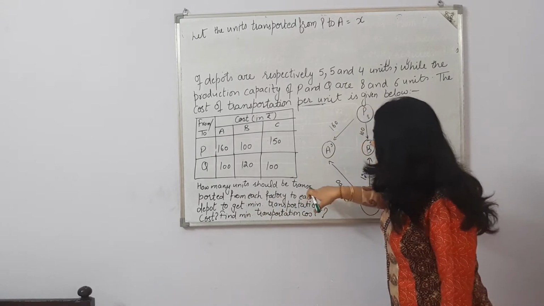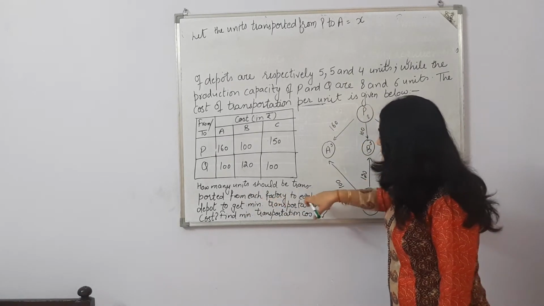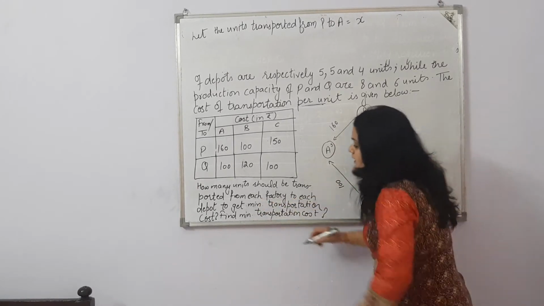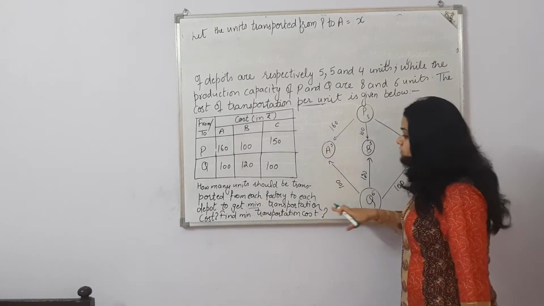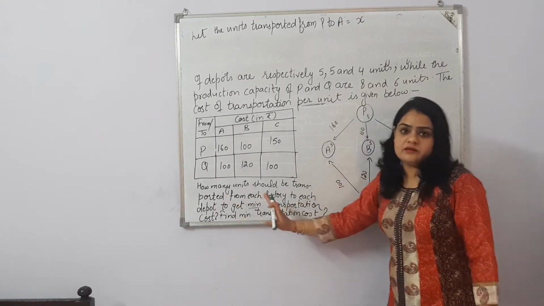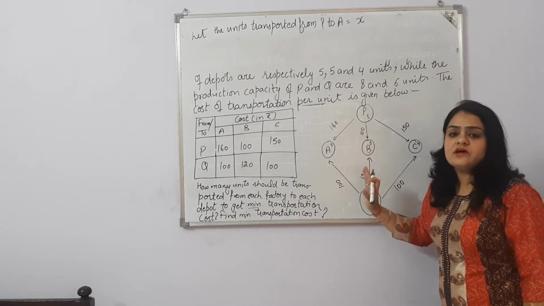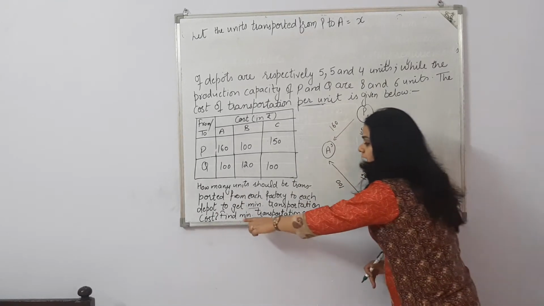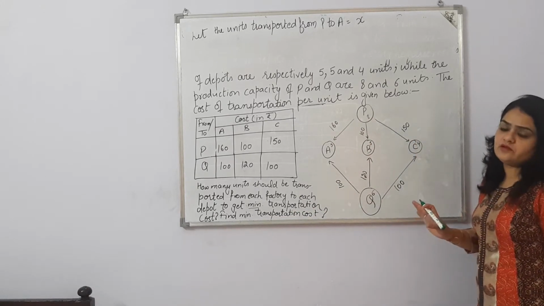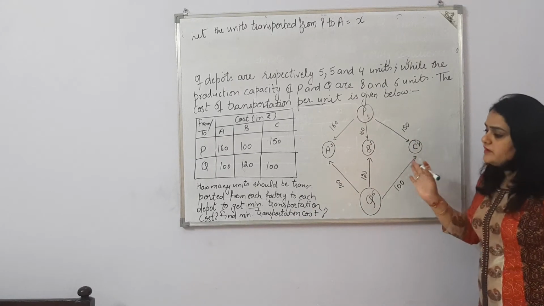So first of all, how many units should be transported from each factory to each depot to get minimum transportation? Okay, this minimum is coming with transportation cost, so it gives us z. It is totally clear because minimum means we'll have to find the minimum value and also find the minimum transportation cost. We need to find that cost also.